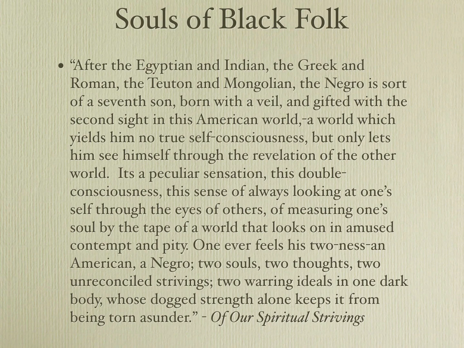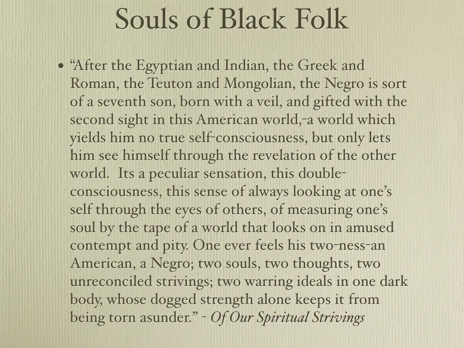the Negro is sort of a seventh son born with a veil. Now, what does he mean by this? Born with a veil and gifted with second sight in this American world, a world which yields him no true self-consciousness, but only lets him see himself through the revelation of the other world. It's a peculiar sensation, Du Bois argues, this sort of double consciousness, the sense of always looking at oneself through the eyes of others, of measuring one's soul by the tape of a world that looks on in amused contempt and pity. One ever feels his two-ness, an American, a Negro, two souls, two thoughts, two unreconciled strivings, two warring ideals in one dark body whose dogged strength alone keeps it from being torn asunder.